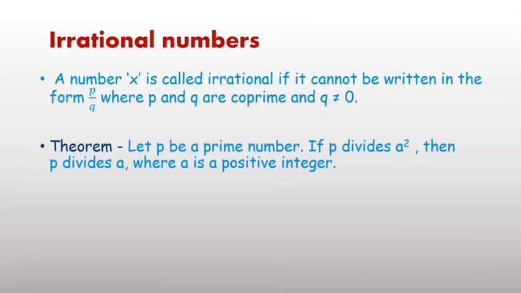Before starting questions on this topic, let p be a prime number. If p divides a square, then p divides a, where a is a positive integer. For example, if 2 divides 4 square, 16, then 2 divides 4. Or you can say if 16 is divisible by 2, then the square root of 16, which is 4, is also divisible by 2. Proof of this theorem is not in your syllabus. Directly, questions you have to start.